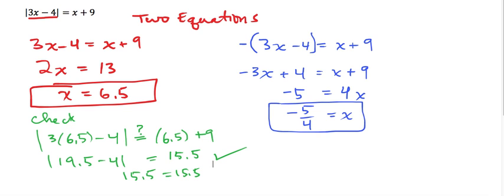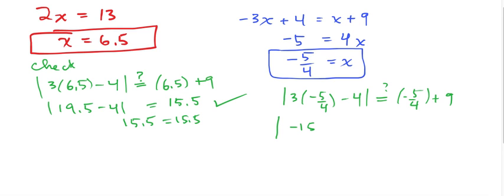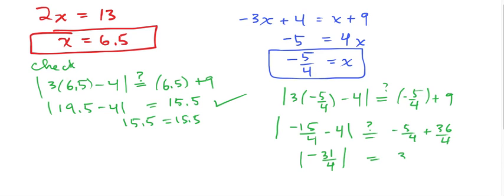Let's look at the second result here, negative 5/4. So let's check that as well. The absolute value of 3 times negative 5/4 minus 4, is that really equal to negative 5/4 plus 9? So in the absolute value, we have negative 15 over 4 minus 4. And on the right side, we have negative 5/4 plus 9. So this is really negative 5 over 4 plus 36 over 4. And the left is really negative 15 minus 16, so this is negative 31 over 4 in the absolute value symbol. And over here we have 31 over 4.